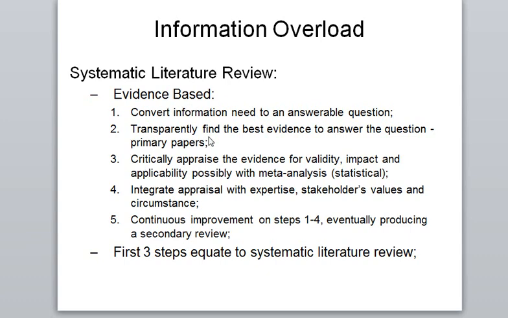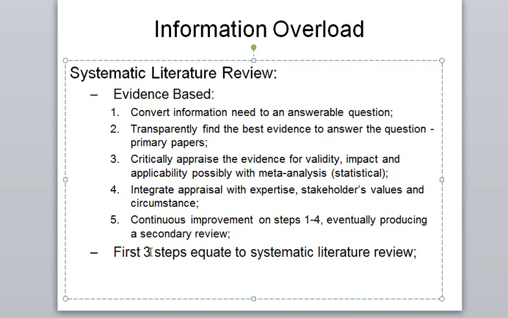And then we do continuous improvement on steps 1 and 4. Eventually, when we're satisfied, we produce a secondary review which takes all these primary papers, the evidence papers, and summarizes them according to this analysis, and generates a literature document, a secondary review, which aims to answer the answerable question. So these 4 steps really are a systematic literature review. There's a small typo on the slide there I'm seeing. It's the first 4 steps that equate to a literature review. Let's just change that now.